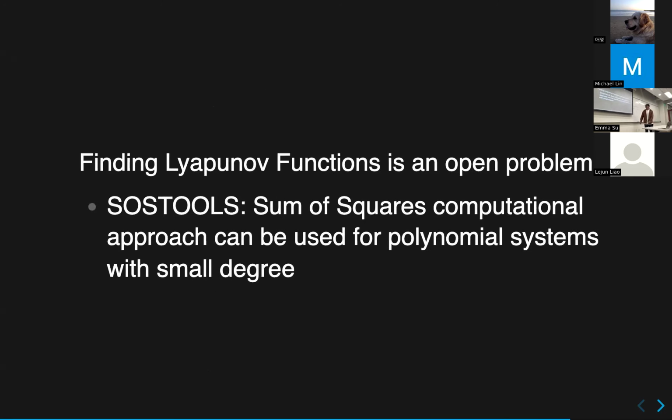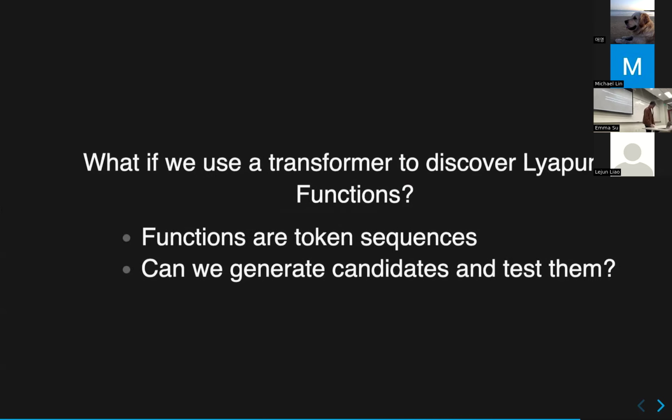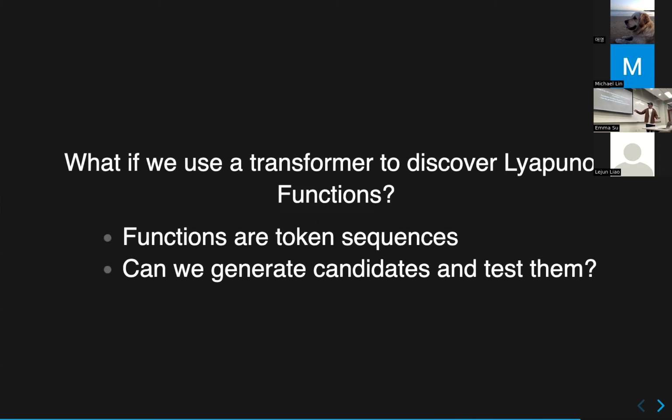Yeah. So the main thing is this is a cool open problem. Right now there's no real system to discover Lyapunov functions. One way is to use SOS tools, which uses a sum of squares computational approach in MATLAB. And this works for dynamical systems that are only polynomials of small degree. So what if we use transformers to discover Lyapunov functions, since we can encode them as sequences? Maybe we can build a model that actually tries to find the Lyapunov function based on a given system.